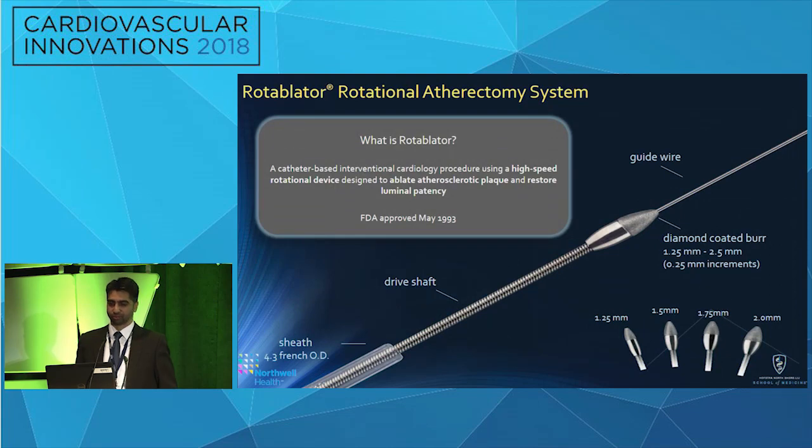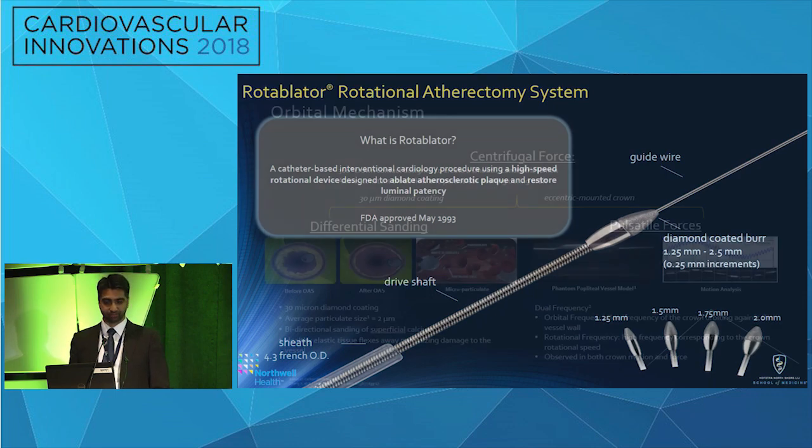So we know that Rotablator, tried and true tested, has been around for over 25 years. Really a catheter-based interventional technique, a high-speed burr. It's diamond-coated on the front tip, ranging in size from 1.25 to 2.5 millimeters. And it's been used for a very long time for debulking and improving PCI success.